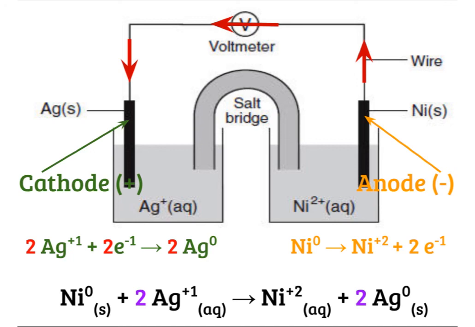Concentration of the nickel ions will be going up, the concentration of silver ions will be going down, the mass of this electrode on the left will be increasing, and mass of the electrode on the right will be decreasing because nickel is getting oxidized. Negatively charged ions running from the salt bridge to the jar on the right, and positively charged ions are running from the salt bridge to the jar on the left.